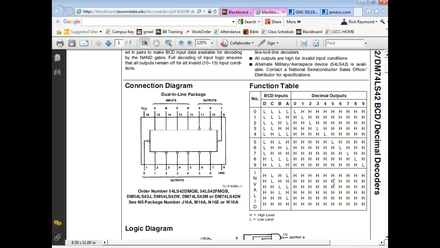So the decoded input, the associated output goes low. So these have low active outputs. How do I know they're low active outputs? They got the little what? Got the little bubble there.